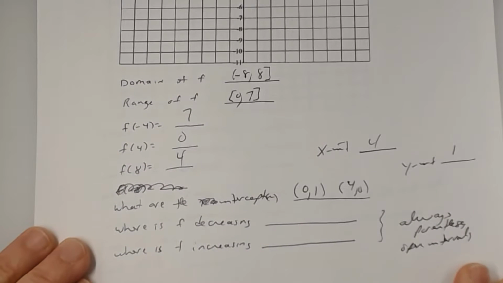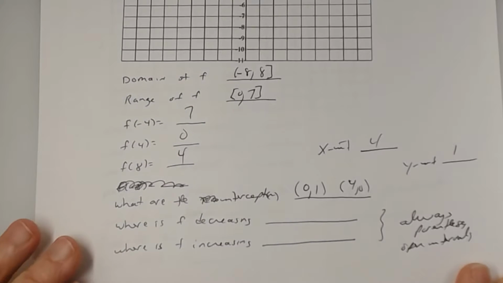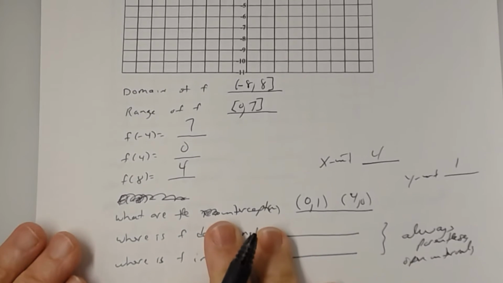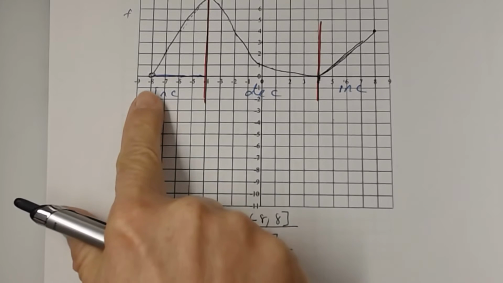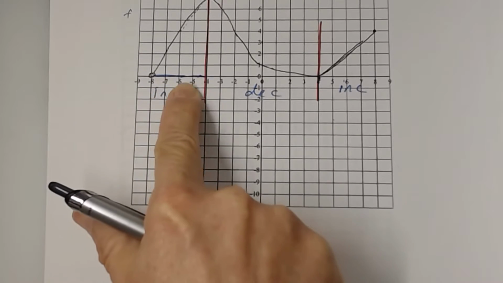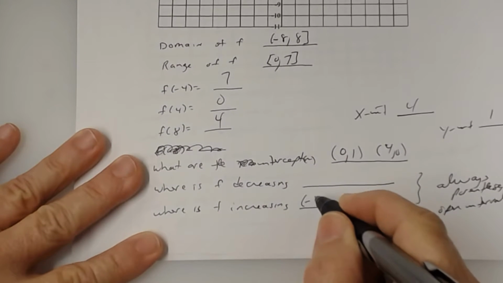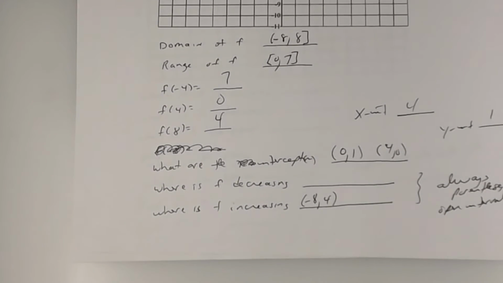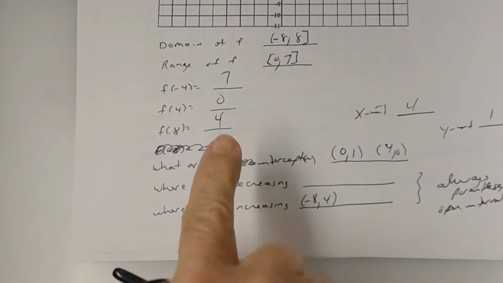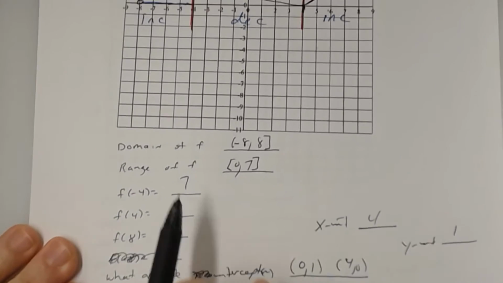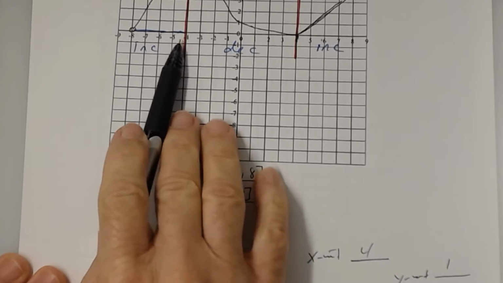So always use parentheses. It's only when you talk about domain and range that you need to consider: is this going to be a closed circle, is this going to be open, is it going to be a bracket or a parentheses? All right, so it's increasing from -8 to what? -4. So right here I say -8, comma, -4 in parentheses. I put 4, but I meant -4.